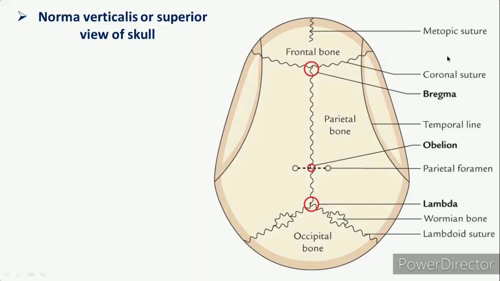In some individuals, about 3 to 8%, the metopic suture is present. It is occasionally present; normally it is fused. When it is present, it is called the metopic suture, and it lies in the frontal bone between the two halves of the frontal bone.